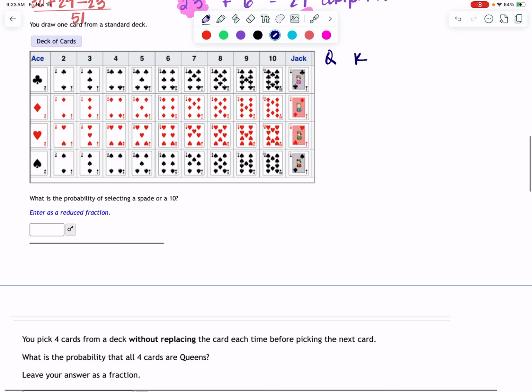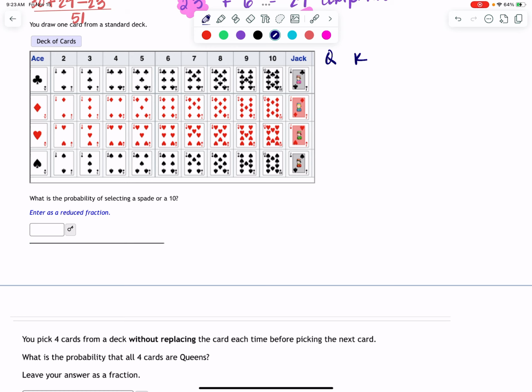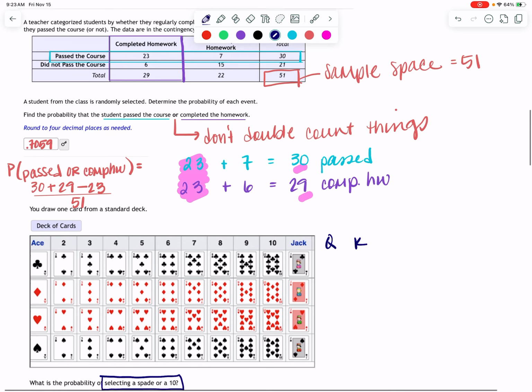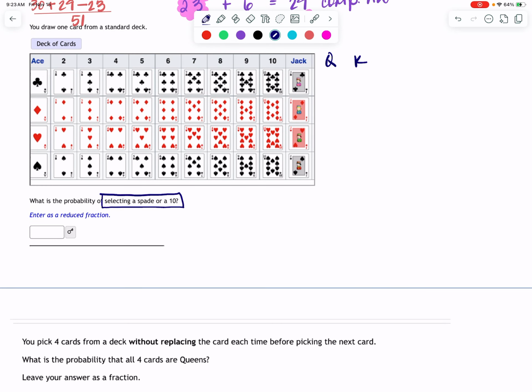We are going to draw one card. What is the probability of selecting a spade or a 10? So I'm going to follow the same idea from the contingency table. I am going to highlight all of my spades in pink.